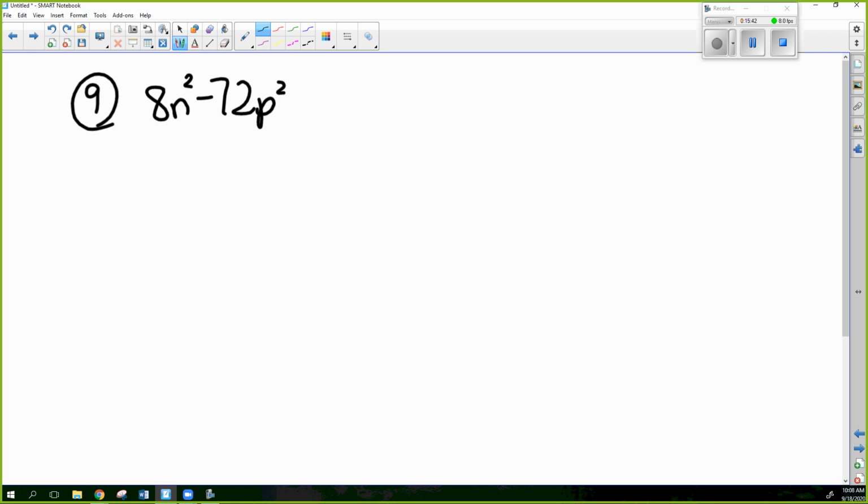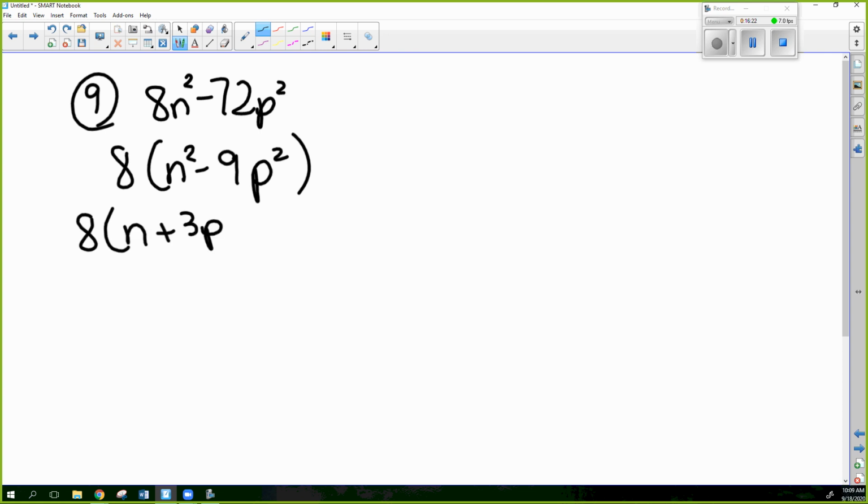Because technically, what should you always look for first? GCF. This one actually has a GCF. What do you think goes into 8 and 72? What might be the biggest number? 8. Very good. So if I take that out, then I have n squared minus 9p squared. Do I now have a dots? Yep. Okay. And then make sure that the 3 and the p go together.